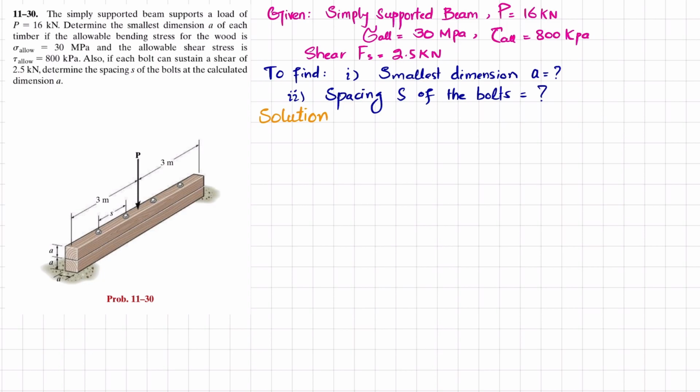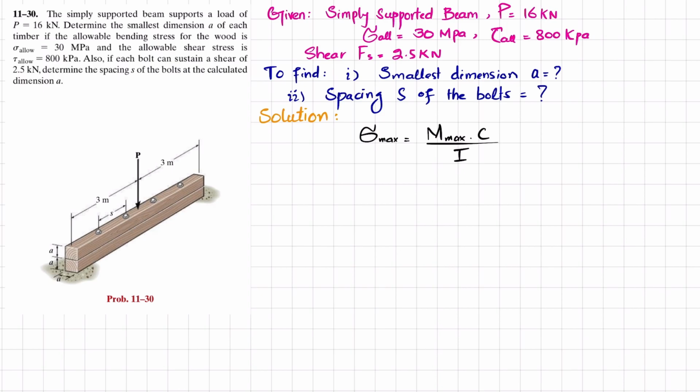So let's start with the solution. Basically we know that maximum bending stress is equal to maximum bending moment times C divided by I. Clear? So we do not know this I, we do not know C, we do not know the maximum bending moment.